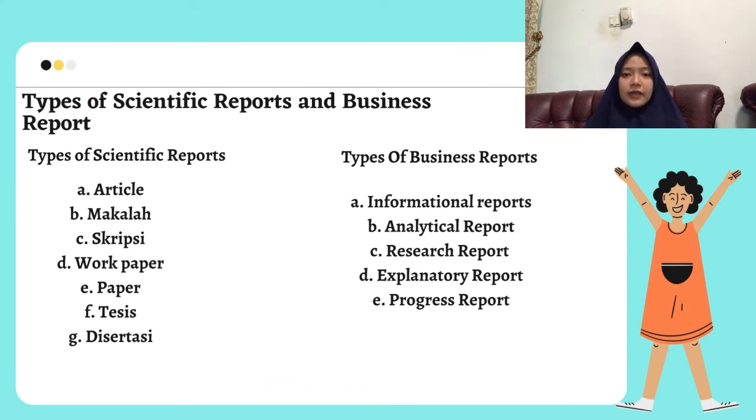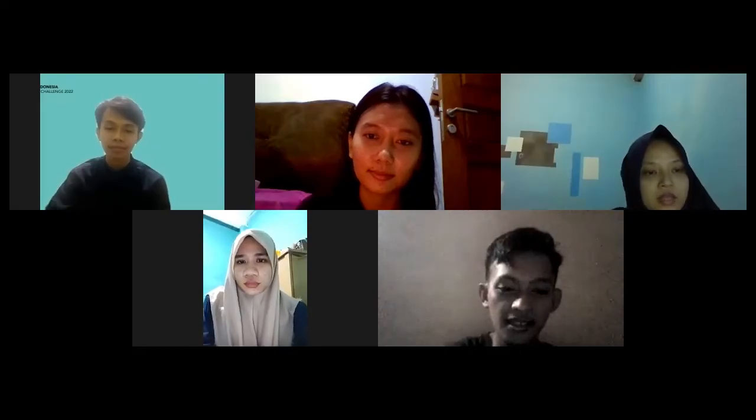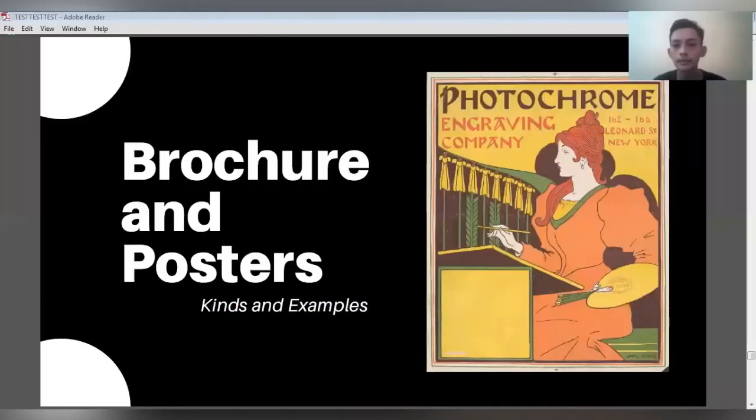Types of scientific report. A. Article. B. Makalah. C. Skripsi. D. Working paper. E. Paper. F. Thesis. And G. Research. Types of business report. A. Informational report. B. Analytical report. C. Research report. D. Explanation report. E. Progress report. And last but not least, the last topic will be explained by Mr. Zul. Let's see.